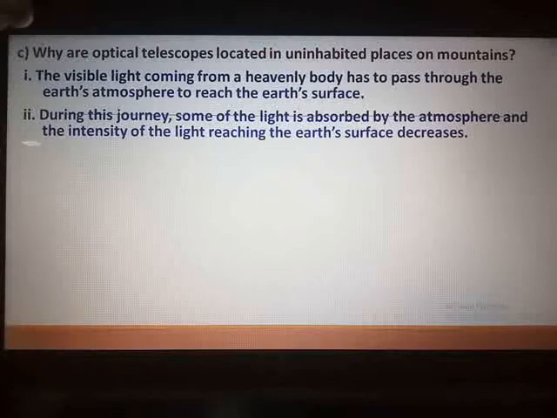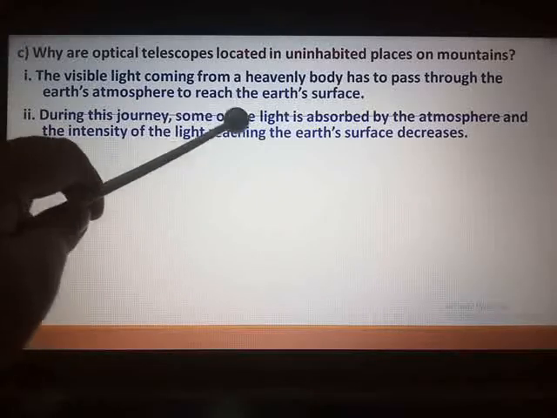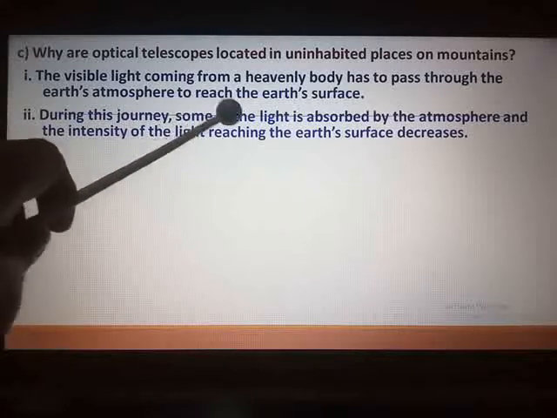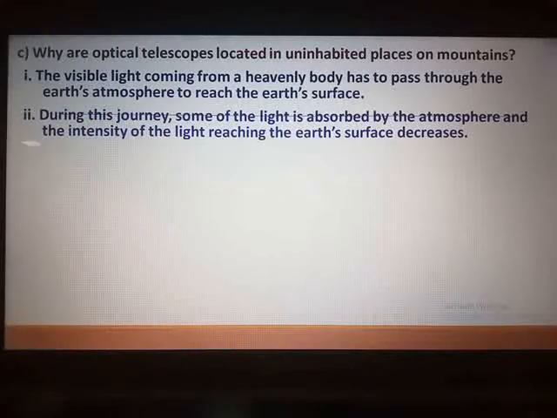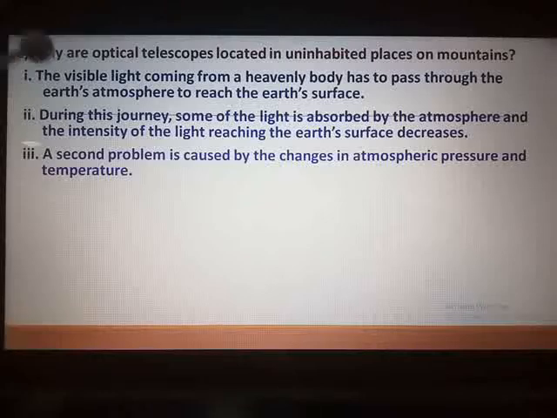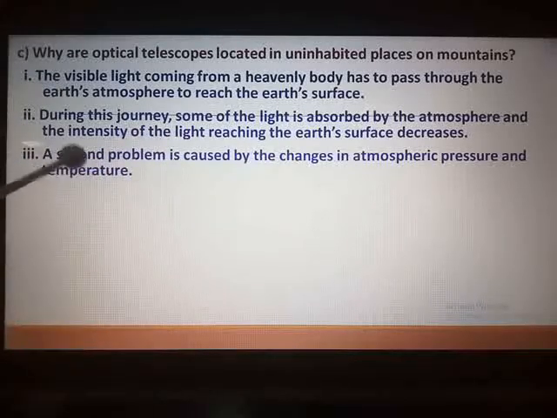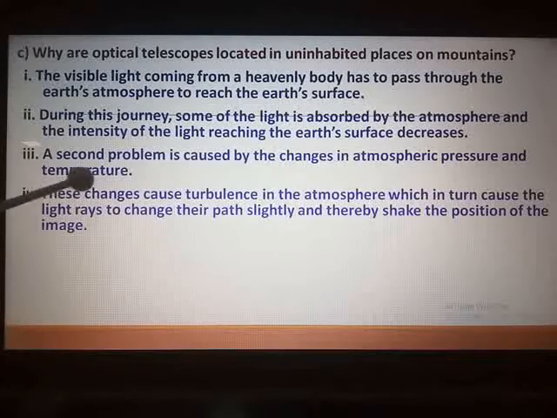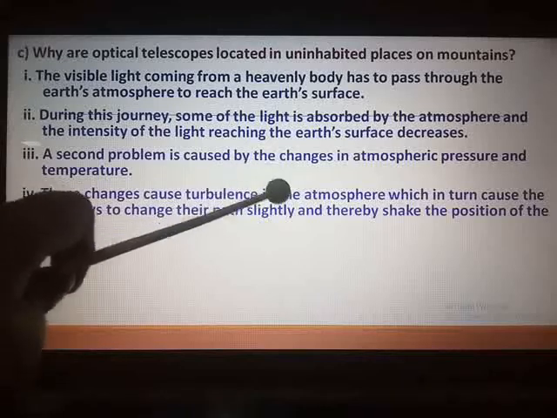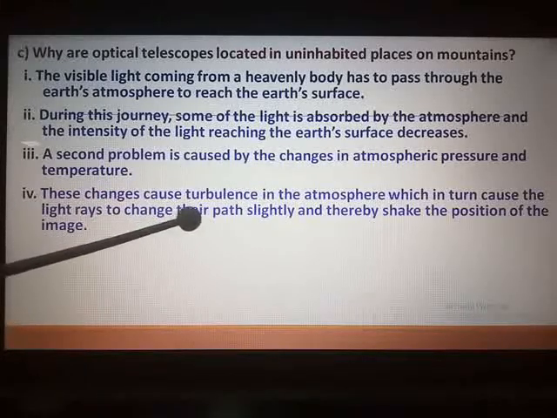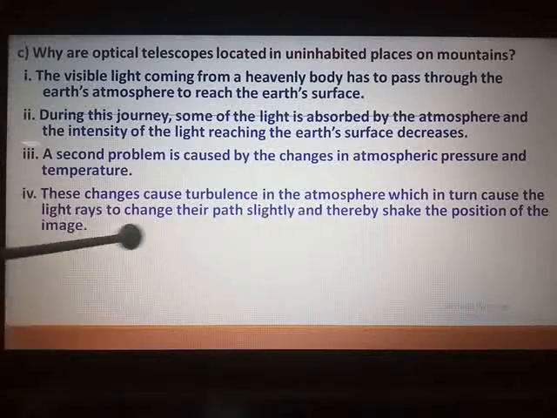Point number 2. During this journey, some of the light is absorbed by the atmosphere and the intensity of the light reaching the Earth's surface decreases. Point number 3. A second problem is caused by the changes in atmospheric pressure and temperature. Point number 4. These changes cause turbulence in the atmosphere, which in turn cause the light rays to change their path slightly and thereby shake the position of the image.